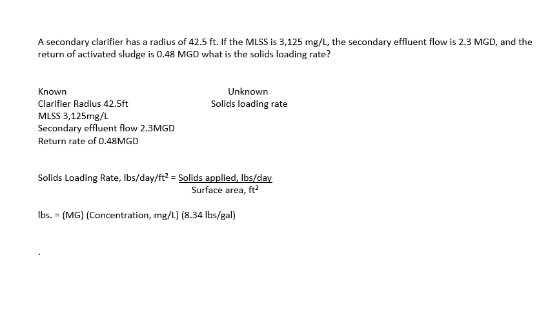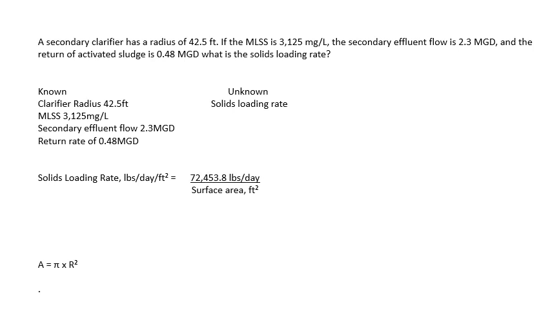So first I'm going to solve for the solids applied, pounds per day, by using a pounds formula, which is the million gallons times concentration, milligrams per liter, times 8.34 pounds per gallon. Now if you notice in this question, we have 2.3 million gallons per day and a return of activated sludge of 0.48 million gallons a day. So we're going to have to add those together times the MLSS of 3,125 milligrams per liter times 8.34 pounds per gallon. And that gives you 72,453.8 pounds per day.